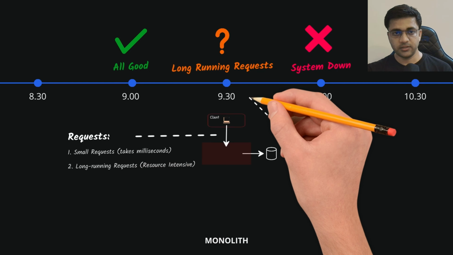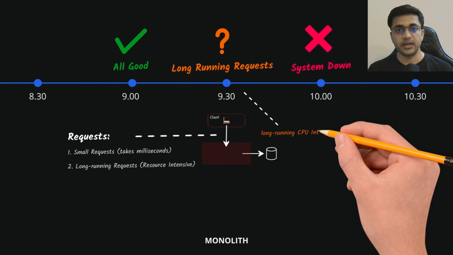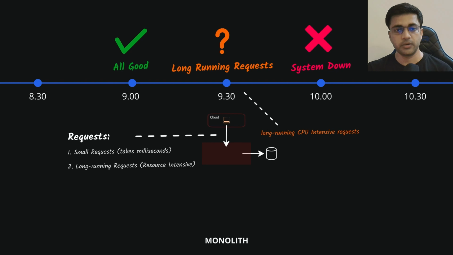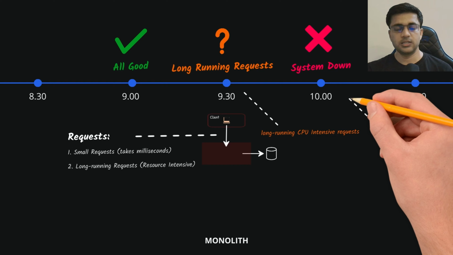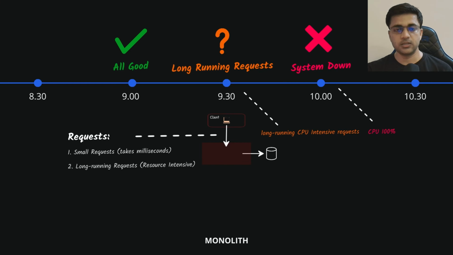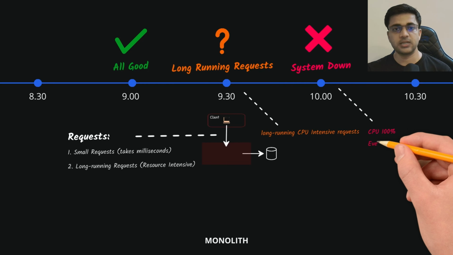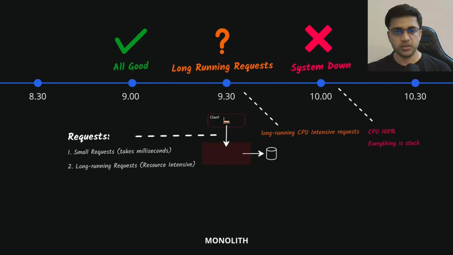That day at 9:30 a.m., the system received a higher than usual number of those long running requests, and they were highly CPU intensive. The CPU usage went high, the server became busy, and then even the small requests started waiting. The requests that usually finished in milliseconds got stuck, and finally the system crashed.